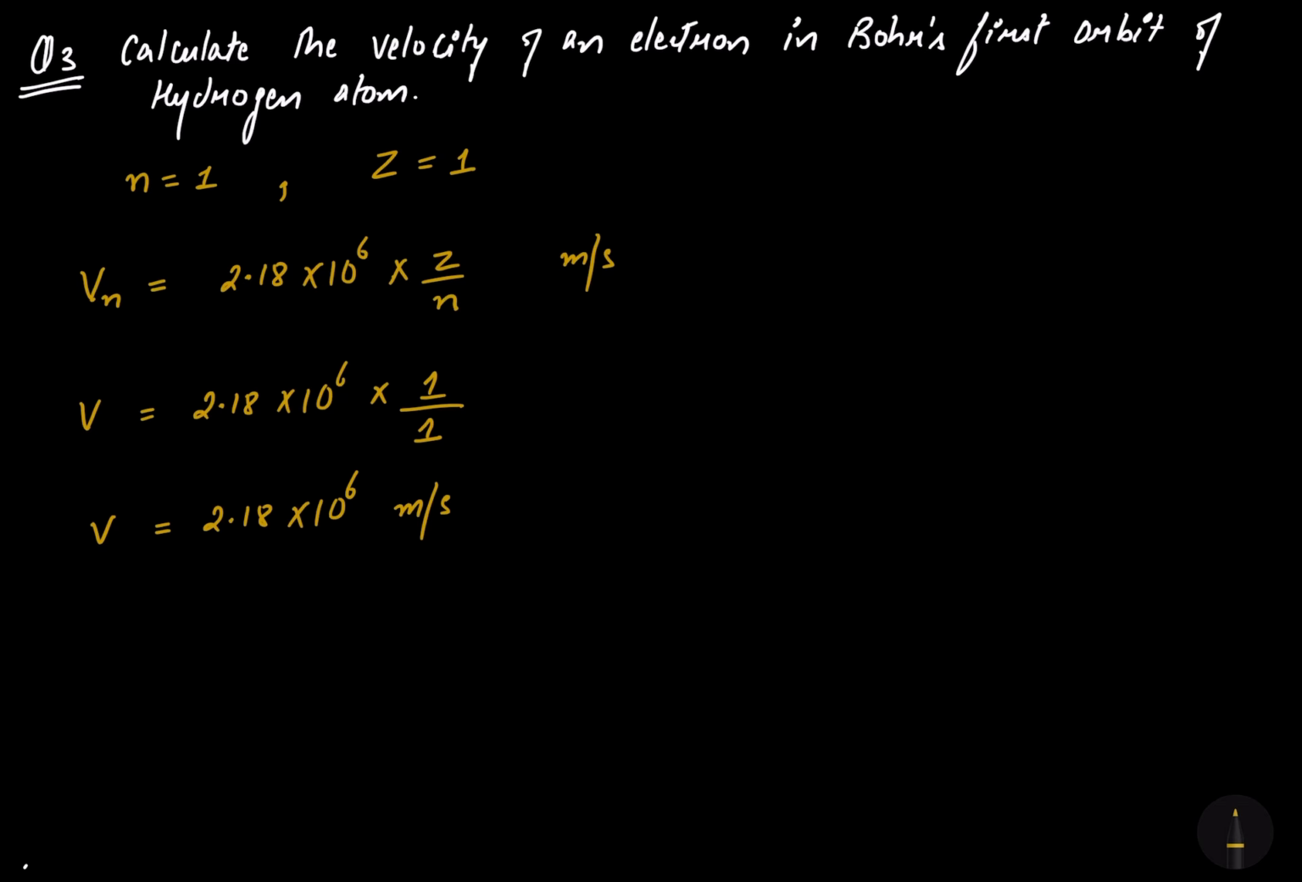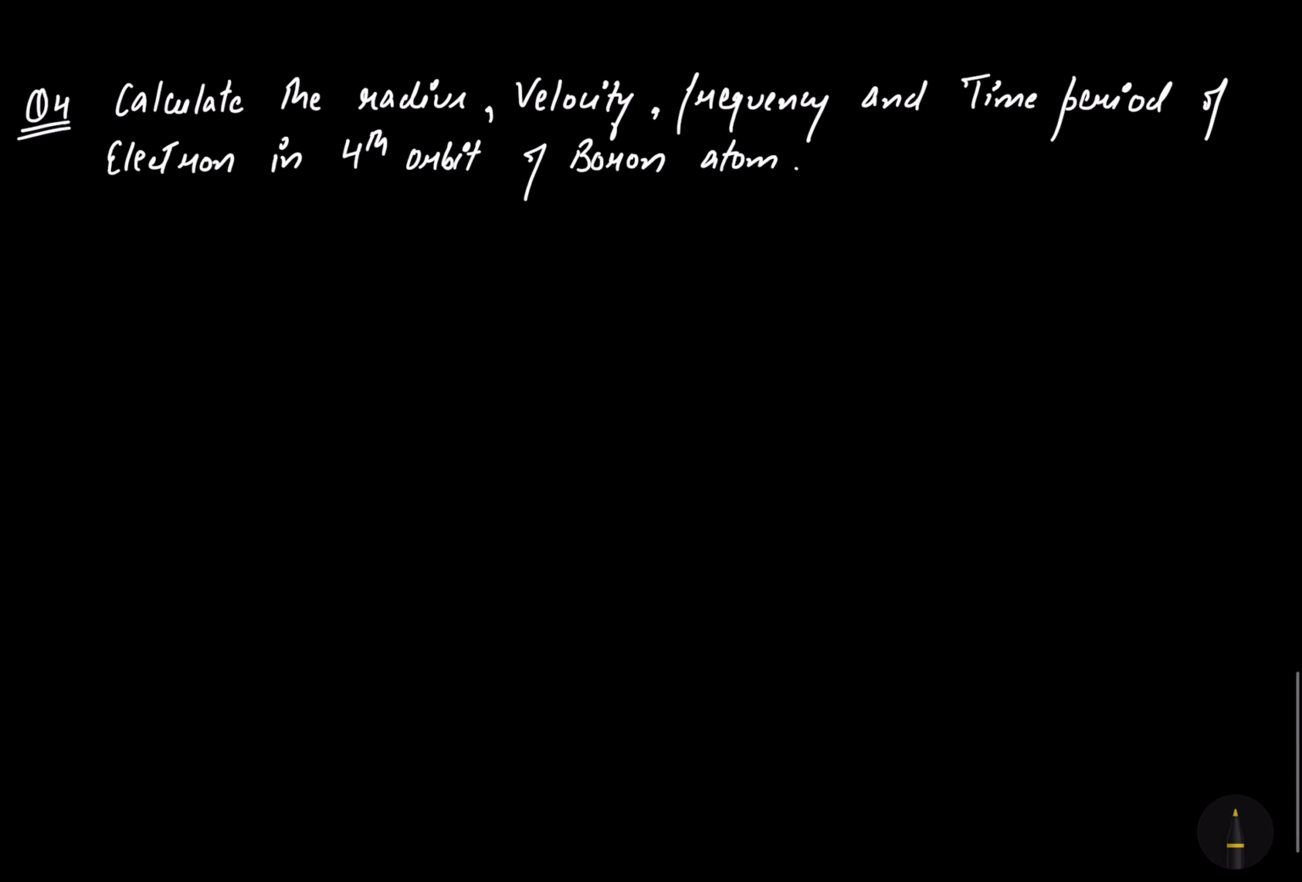So now let's move to the fourth numerical. It says calculate the radius, velocity, frequency and time period of electron in fourth orbit of boron atom. First of all, we write down the given things in the question. The orbit number comes out to be 4. The atomic number of boron is 5.